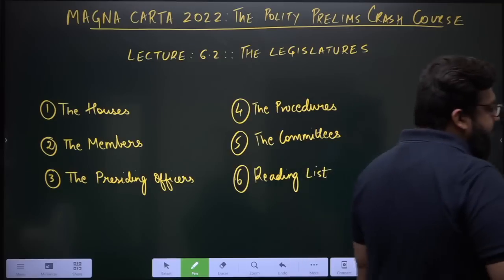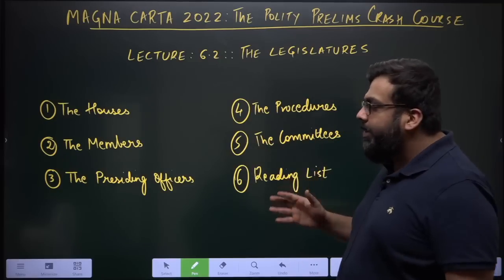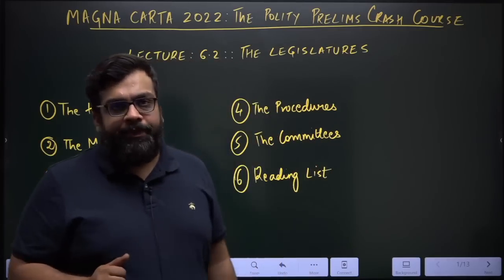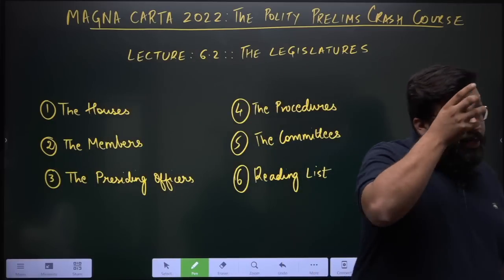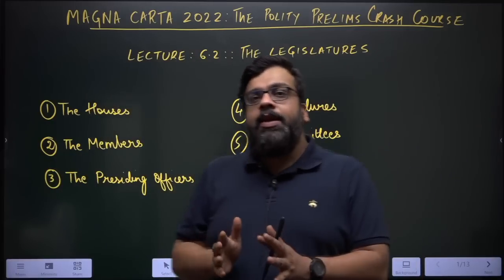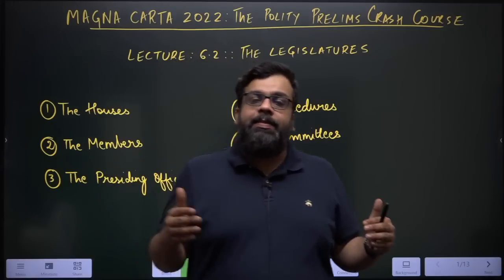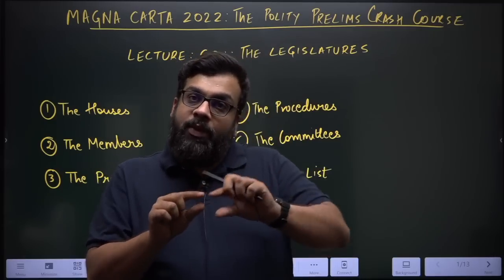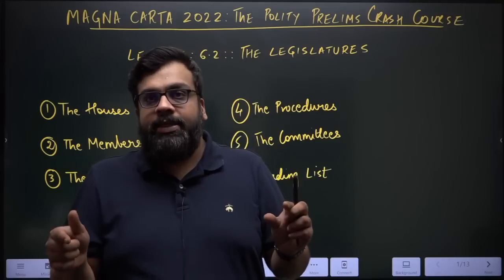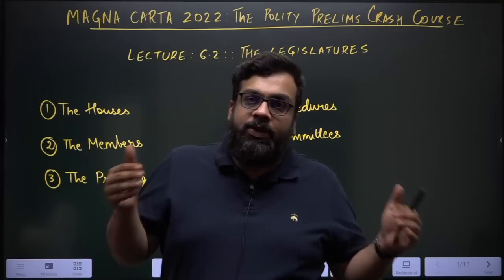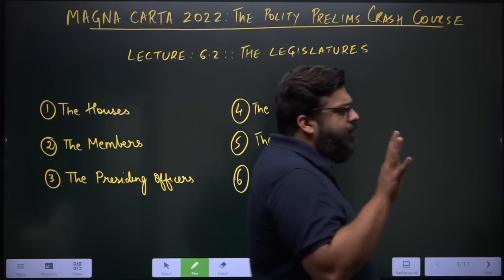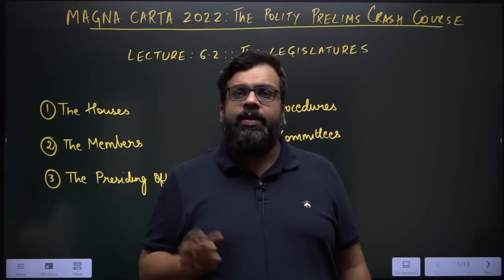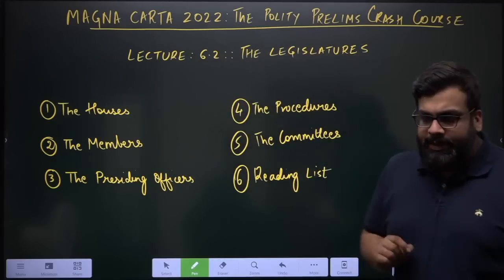Now, this lecture on legislatures has been fundamentally divided into 5 parts, and we're going to follow a broad, narrow, broad format. We'll begin with the houses, narrow down to the members of the houses, further narrow down to the presiding officers, then take a step back, understand the procedures for these houses, and herein we'll focus only on the central legislatures, not the state legislatures, and then we'll also understand parliamentary committees. These are your 5 dominant areas which are more than enough for you to get your questions in the prelims right. Then of course we'll close the lecture on the reading list. Let's begin.